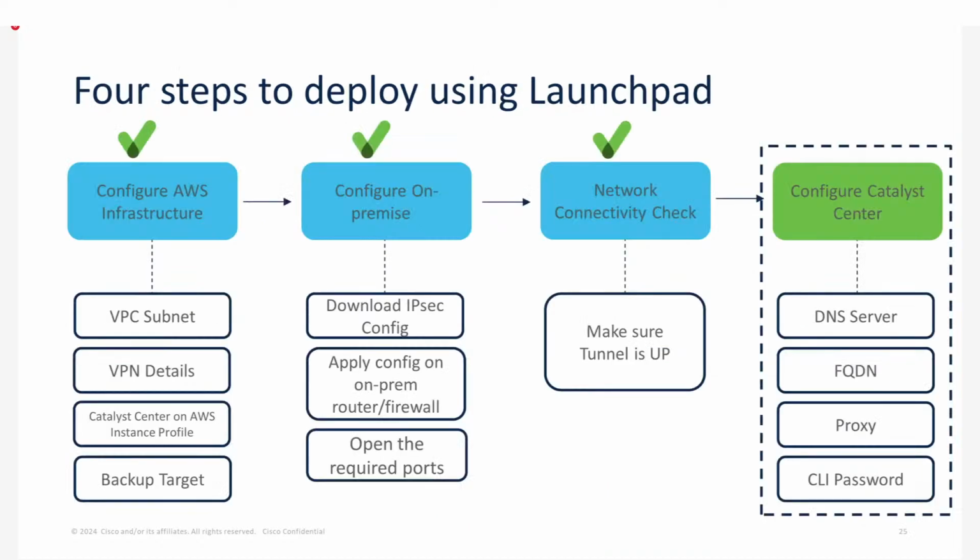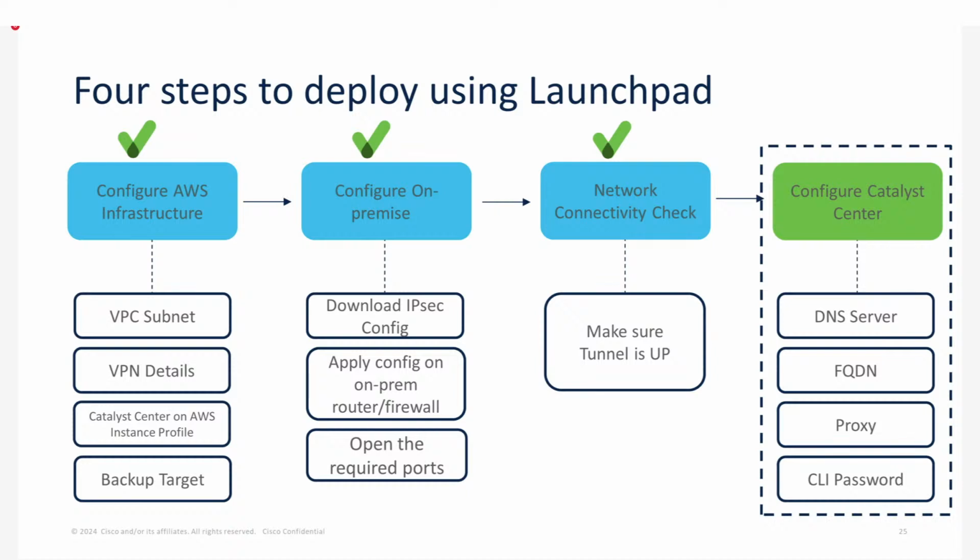So here are the steps that one needs to take when planning to deploy Catalyst Center on AWS using the Launchpad. These steps would be done automatically, but this is what would be done using the Launchpad application. So it's good to know that these are the steps that will be taken. Once you have the Launchpad, it will start by configuring your AWS architecture, the VPN details, the EC2 instance profile, and the backup target also, which is like a separate instance. It will also create the IPsec configuration for you so that you can download it and apply it on your customer gateway. And on your enterprise side, you will need at least one router or firewall as well.